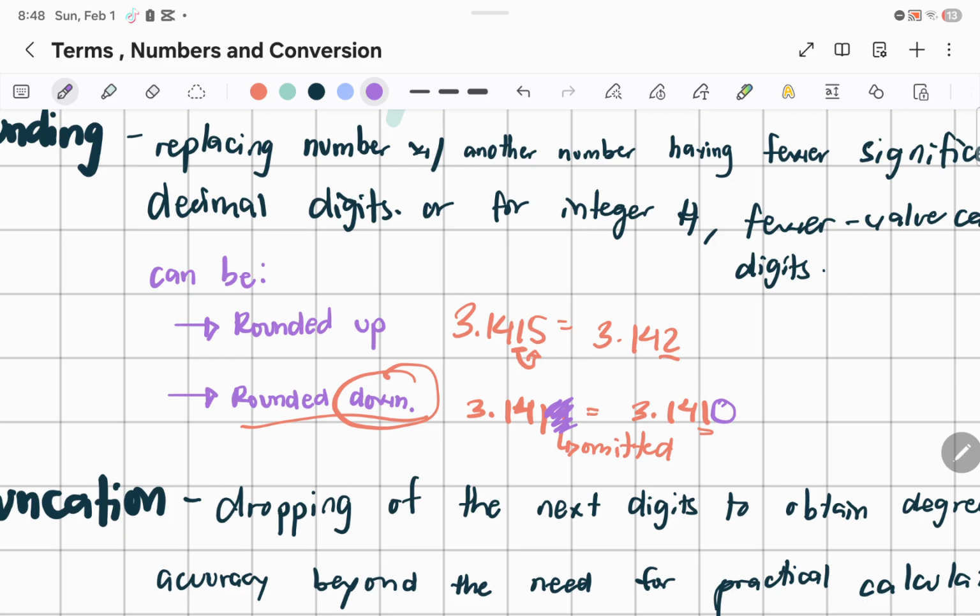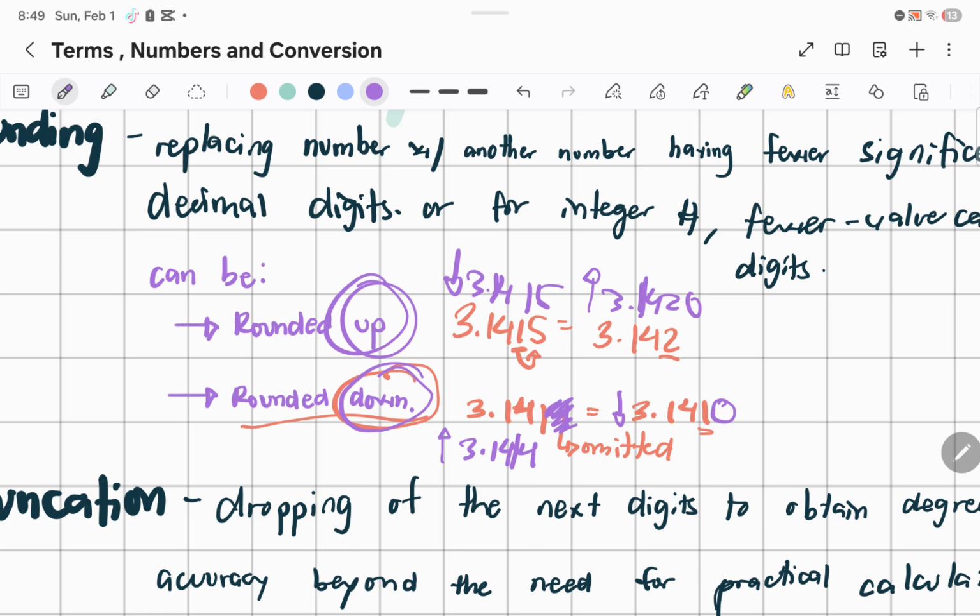Therefore, 3.1414 has a higher value compared to 3.1410. Therefore, it's considered rounded down. But in this case, it's rounded up because instead of having 3.1415, it became 3.142. And we all know that this is higher compared to this. Therefore, it's considered rounded up.